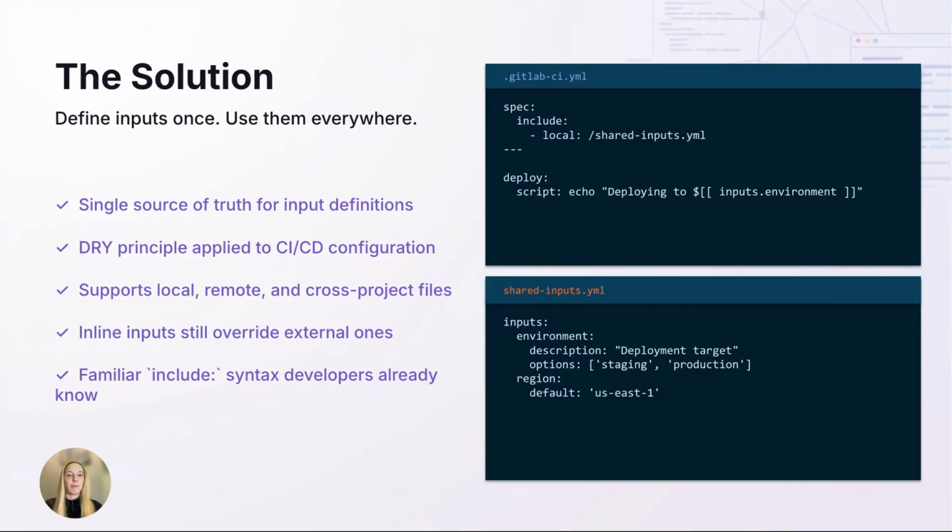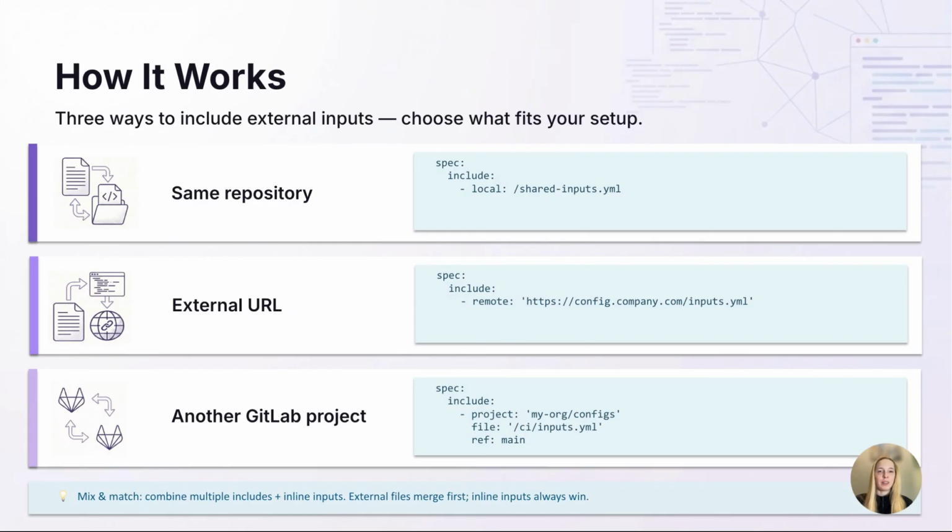For teams maintaining a lot of pipelines, that's just extra coordination work with room for things to drift out of sync over time. The new spec include keyword works similarly to the existing include that most GitLab CI users already know, just scoped to the spec block. You define your inputs in a separate YAML file, then reference it. The pipeline configuration itself doesn't change much. It just points elsewhere for the input definitions.